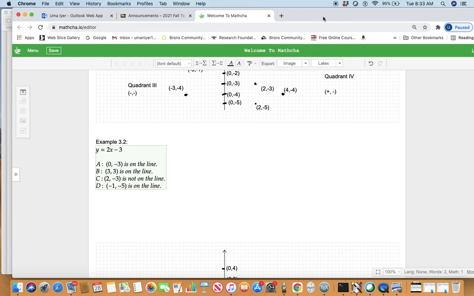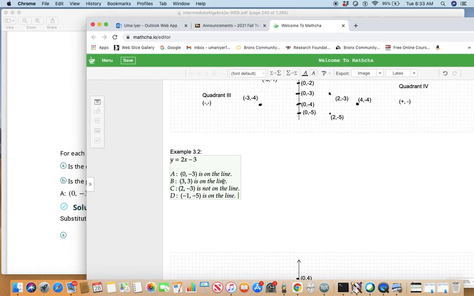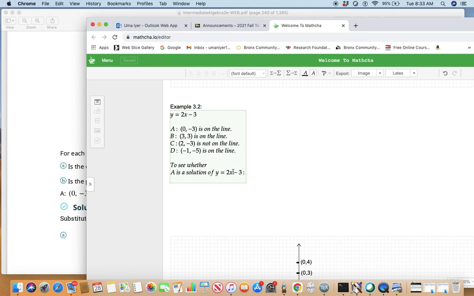Alright, so we saw geometrically which points are on the line, which points are not. Now let's see whether these points solve the equation, to see whether A is a solution of y equals 2x minus 3. How do we detect that? Where you see x, you want to place 0. Where you see y, you want to place negative 3. And you want to see whether they are equal.